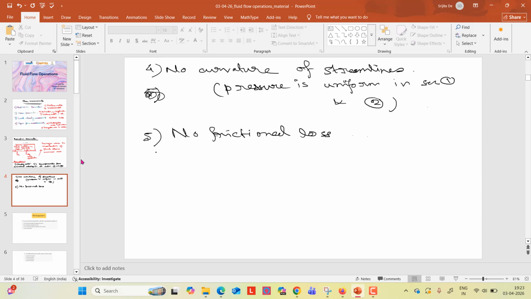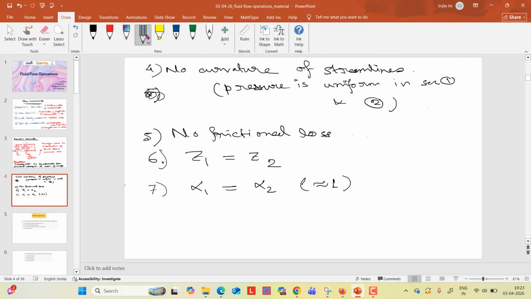And the sixth assumption is that it is in the same horizontal plane. That means Z1 will be equal to Z2. And the seventh assumption is that alpha 1 and alpha 2 are almost equal to 1. This parameter is used in Bernoulli's equation, right? This is the kinetic energy factor. So now we are writing the continuity equation.